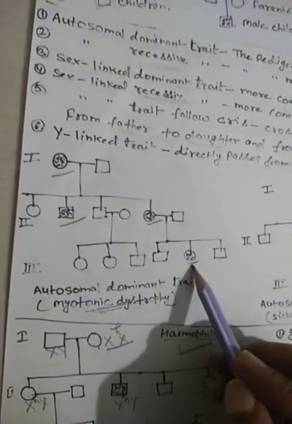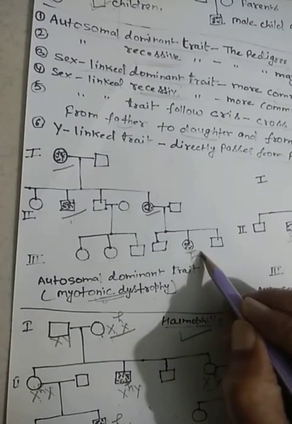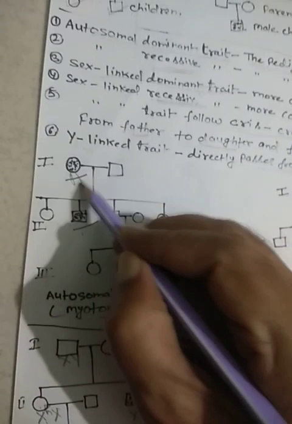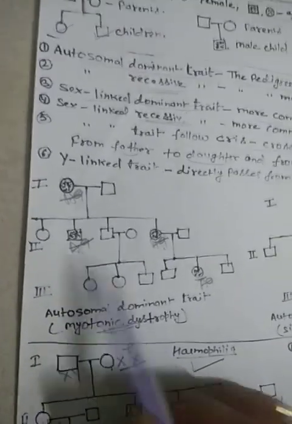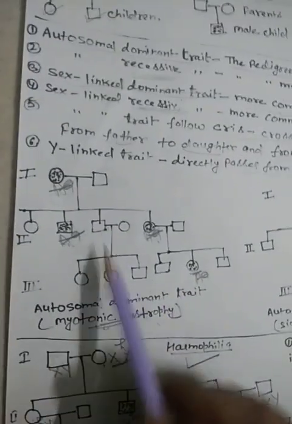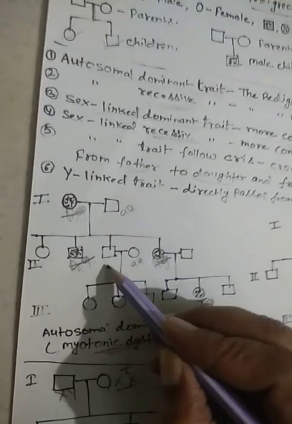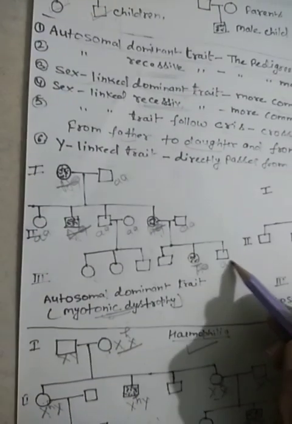So they may be homozygous dominant or heterozygous dominant. Suppose this is heterozygous dominant, that is also heterozygous dominant, this is also heterozygous dominant, because a dominant trait can appear in both homozygous and heterozygous individuals. And if there is no disease, it means they must be recessive. So the genotype will be a recessive genotype. Okay, thank you.